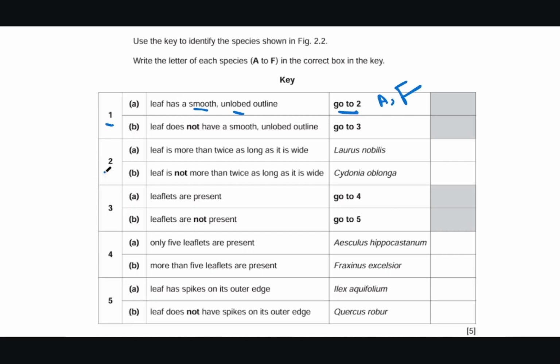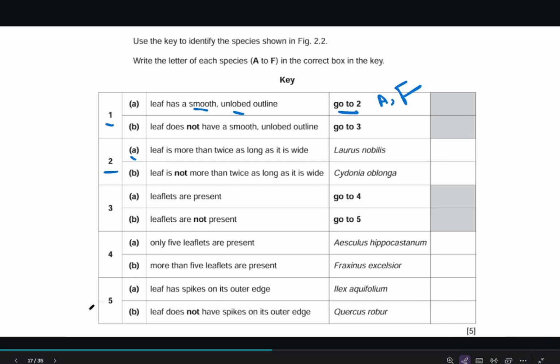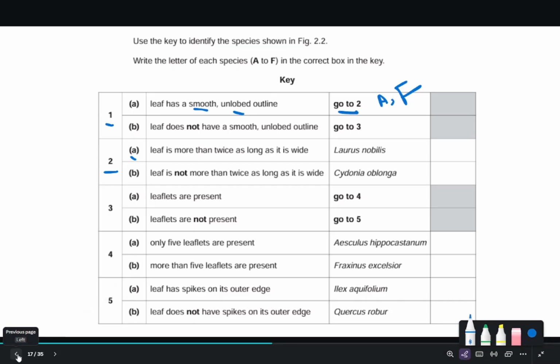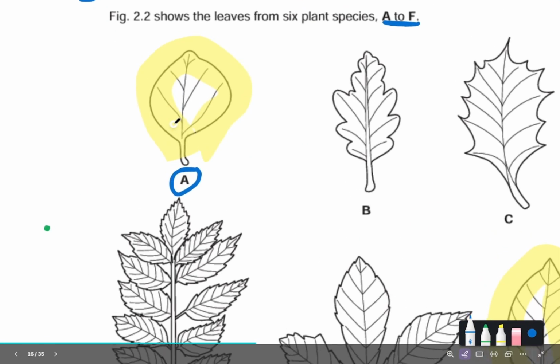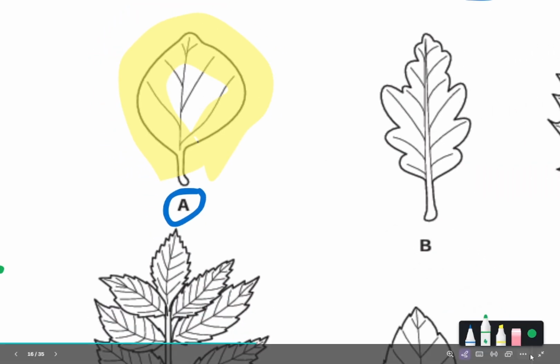All right, so I went to key number 2, and key number 2, part A, says that the leaf is more than twice as long as it's wide. So the leaf is more than twice as long as it is wide. All right, so let's compare the width and the length of these leaves. This is what it wants us to find over here. All right. Just a second. Let me erase this outline.